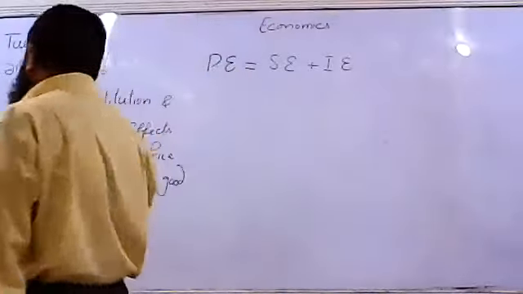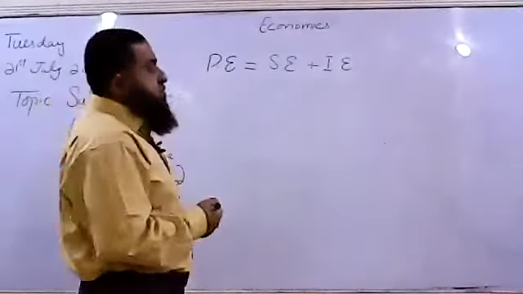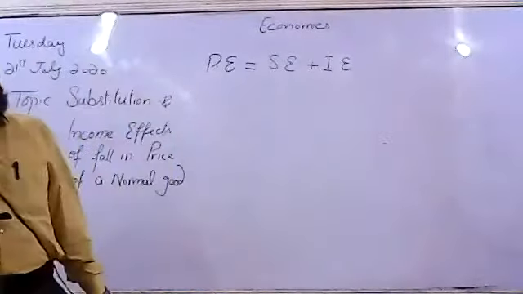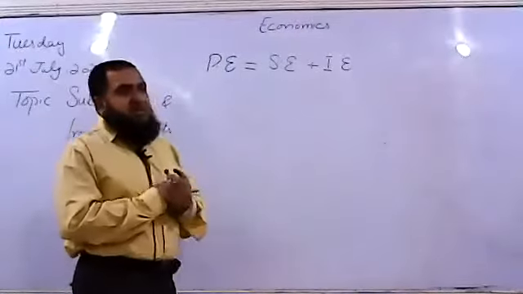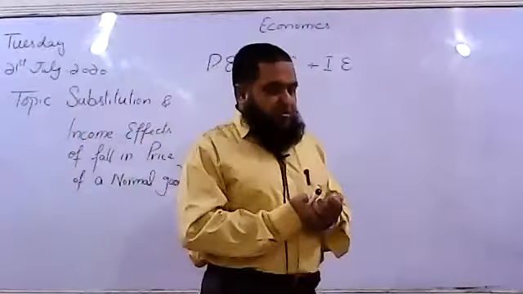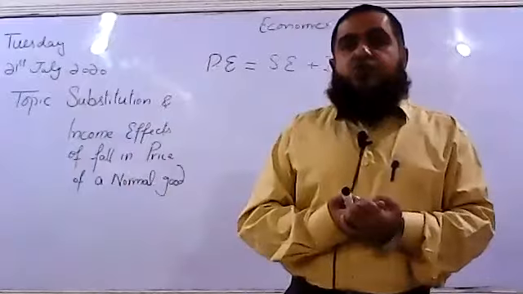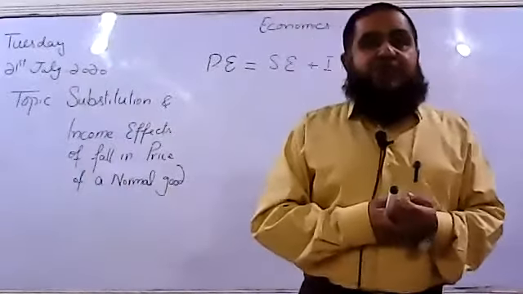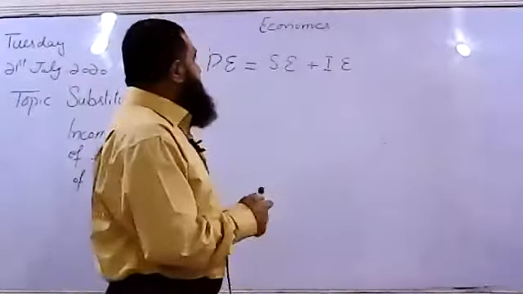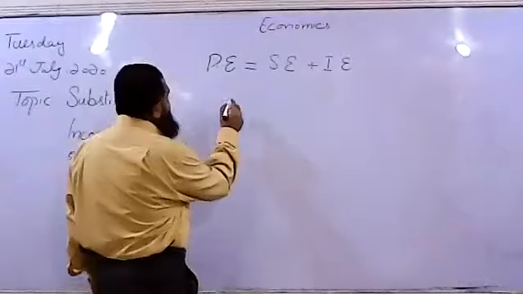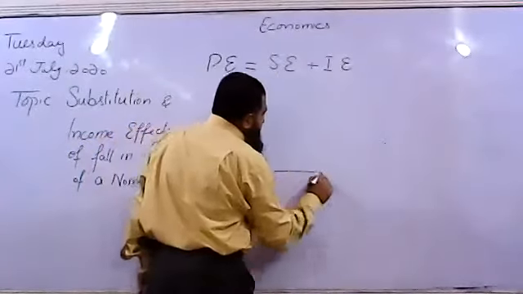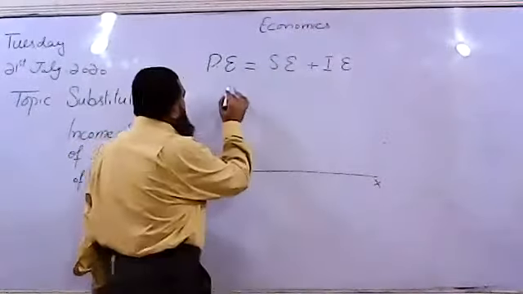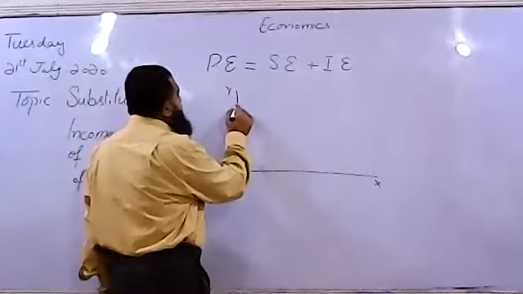So when both effects, substitution and income effects, are positive, we say this good is a normal good. Now I am going to explain diagrammatically how to analyze consumer behavior due to a fall in the price of a normal good. Remember or recall your knowledge about the budget line and the indifference curve.